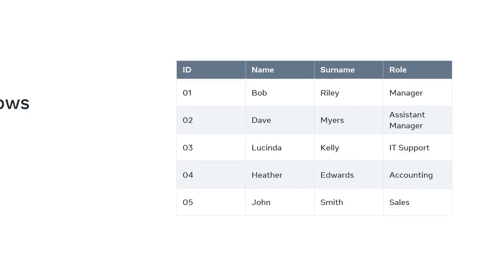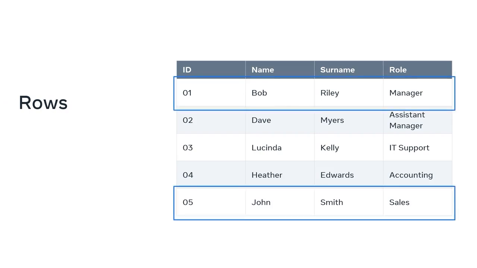A set of columns or fields form a row. In relational database terminology, a row is known as a record. So a record is a combination of columns or fields that contain data. In my employee table, for example, each row is a single employee record.